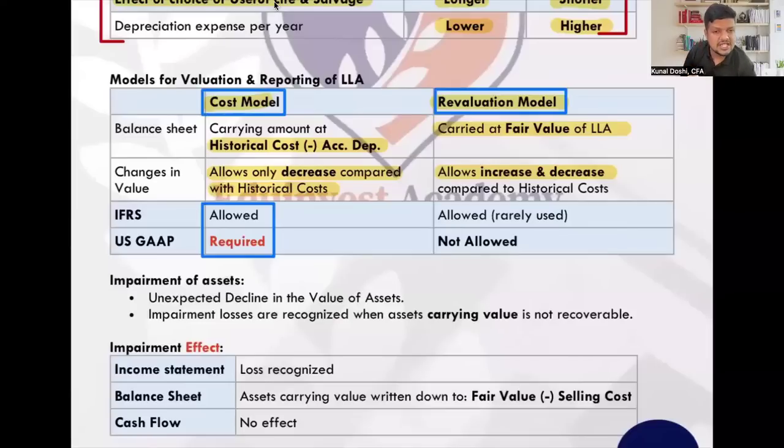Understood? Everyone? Check, check, check. Clear? So our focus, the common one, is the cost model. Clear? Okay.